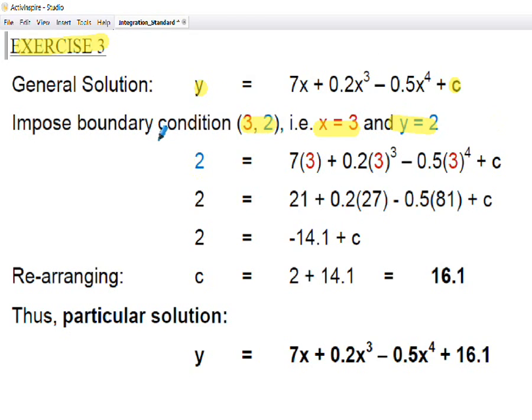So on the left hand side I get the y of 2, and on the right hand side, wherever I see an x, I put the value of 3 into the equation. The rest of it is just arithmetic. That ends up with the constant c being 16.2, so my particular solution in this case is y is equal to 7x plus 0.2x cubed minus 0.5x to the 4 plus 16.1.